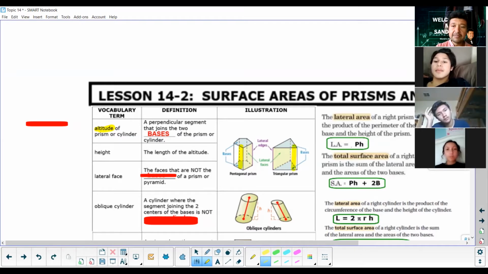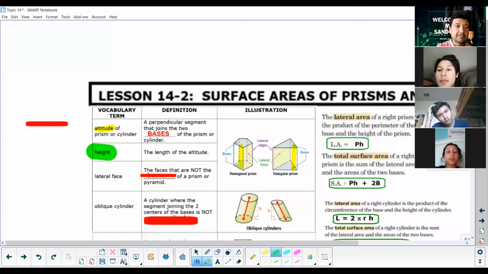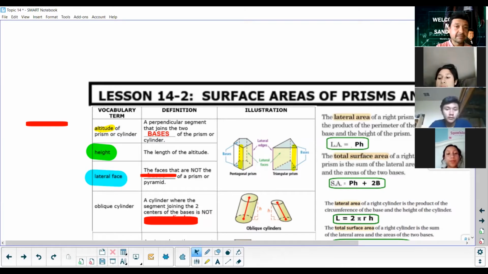All right, good. Maximus, go ahead and read height. The length of the altitude. Yeah, good. So the length of the altitude would be the height, so they go interchangeably. Marcus, go ahead and read lateral faces. The faces that are not the bases of a prism or pyramid. So anything that's not a base is considered to be a lateral face.